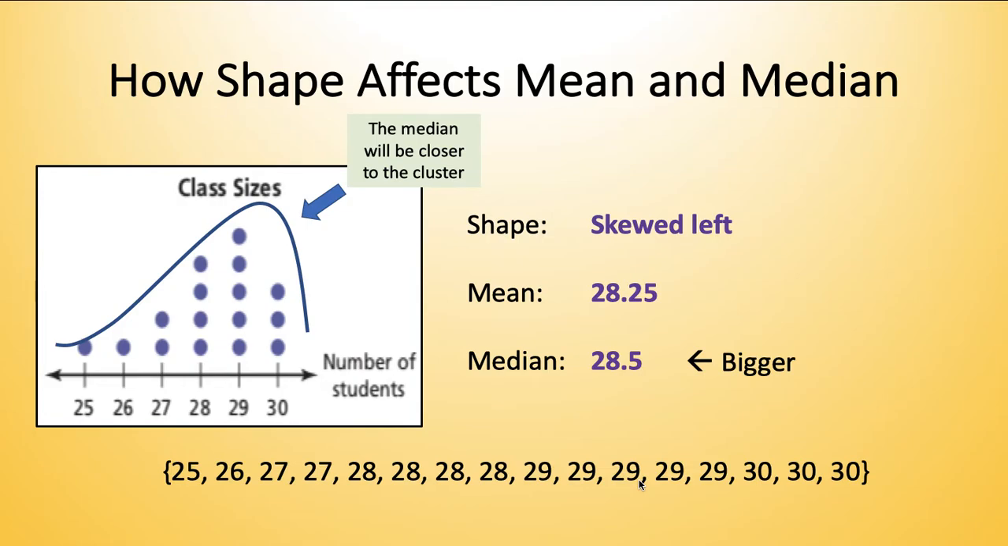Then think about how we find mean. That's the average. That calculation incorporates every single data value. So if we have a handful of values that are smaller, those small values will pull down the mean, making it smaller than the median.